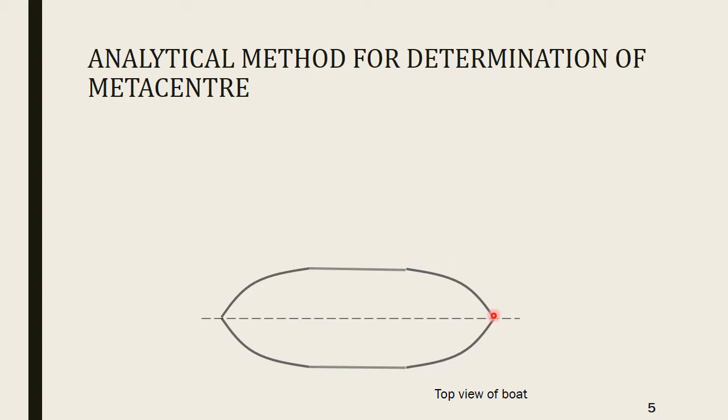So here what we have shown is a top view of a boat. That is the plan of the boat, and if we take a section cutting through the center of the boat, then this would be section AA of the boat. This would be the sectional view of the boat, and it is this sectional view that we are going to use in the derivation.